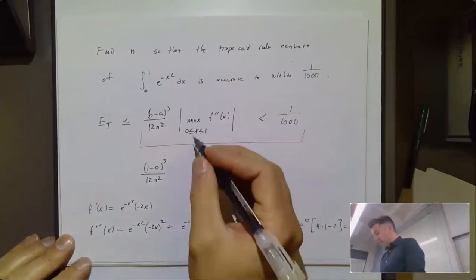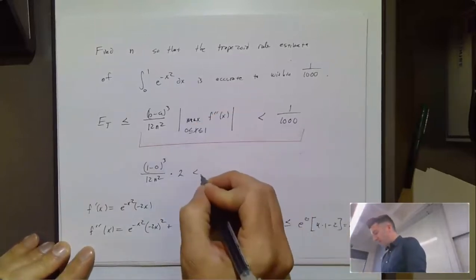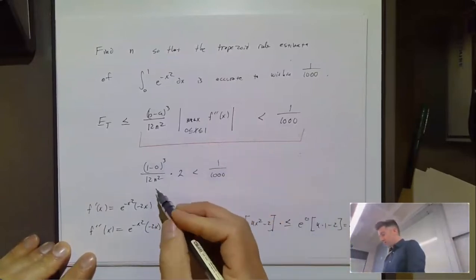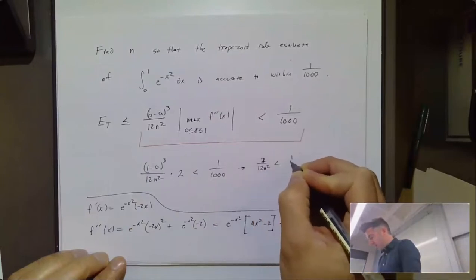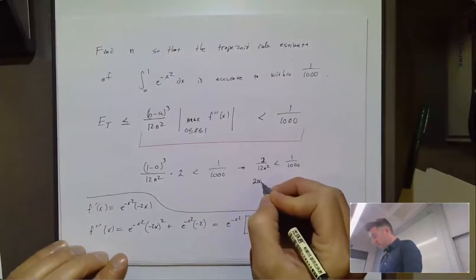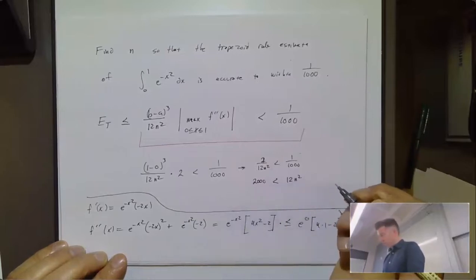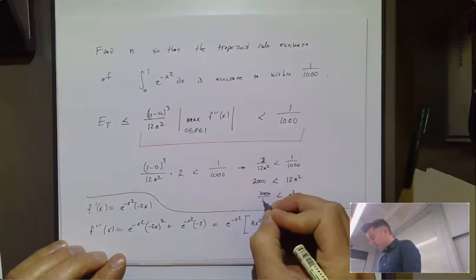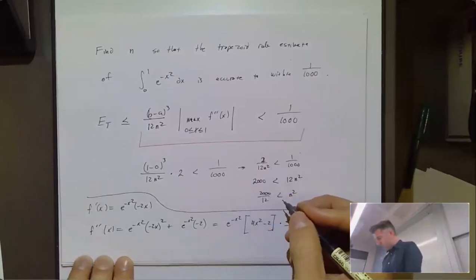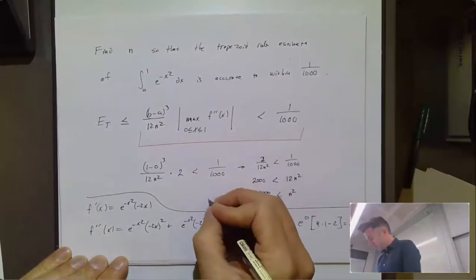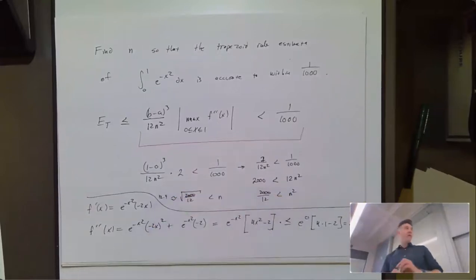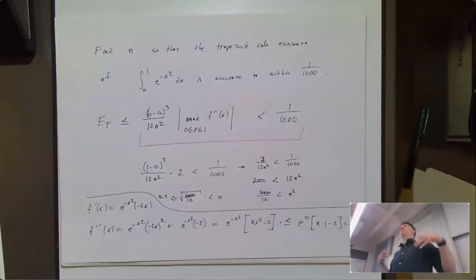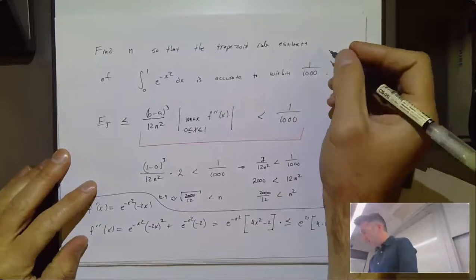So then here we're going to say, all right, this whole thing, that's 2. And we want this to be less than 1/1000. So then we're going to solve for n. I've got 2 over 12n squared less than 1/1000. I would cross multiply. So 2000 is less than 12n squared. I really didn't need the 12 over there, so let's put the 12 back. So n squared is bigger than 2000 over 12. Let's take the square root. So n has to be bigger than the square root of 2000 over 12, which is approximately 12.9. So if n has to be bigger than 12.9, I have to pick the next biggest integer value. So I would say, okay, n has to be 13.